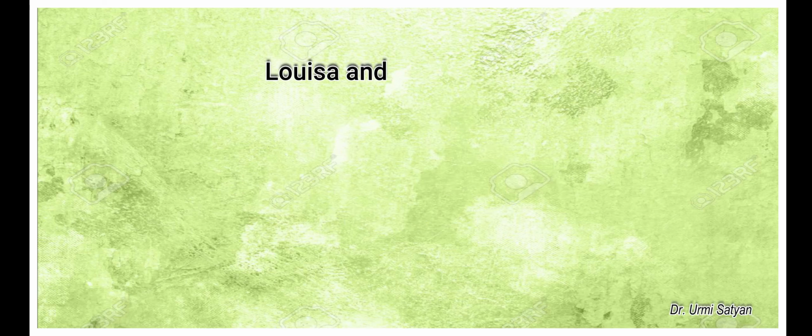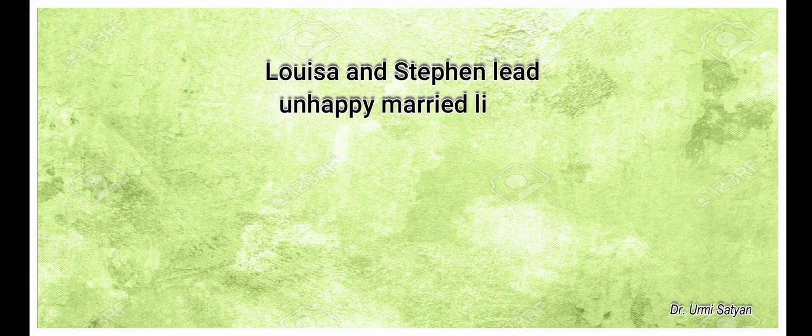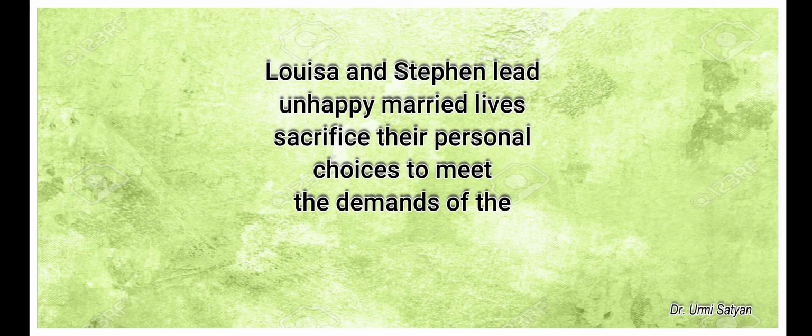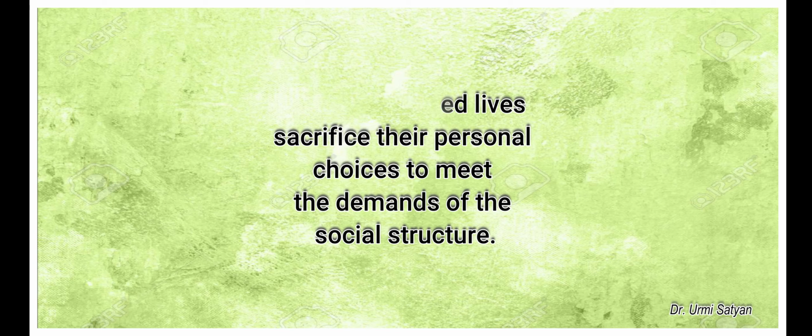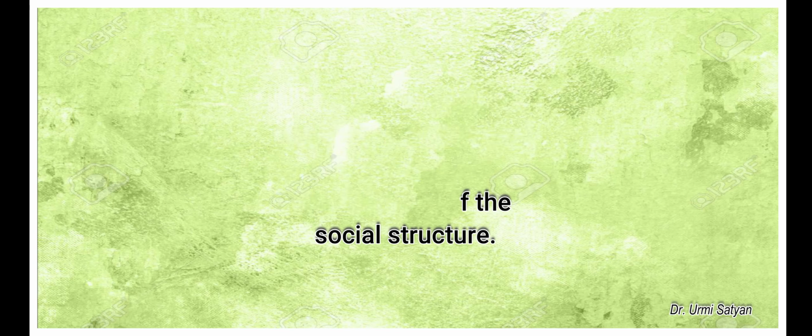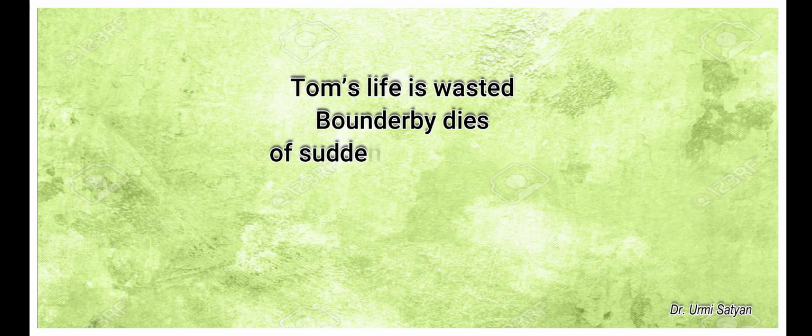Louisa. Louisa's character is replicated in that of Stephen, one of the labor class employees. Both Louisa and Stephen lead unhappy married lives, and both fail to unite with their respective love interests. The society that they live in is unconcerned with their disappointments. Both are forced to sacrifice their personal choices to meet the demands of the social structure. Similarly, Tom's life is wasted too.